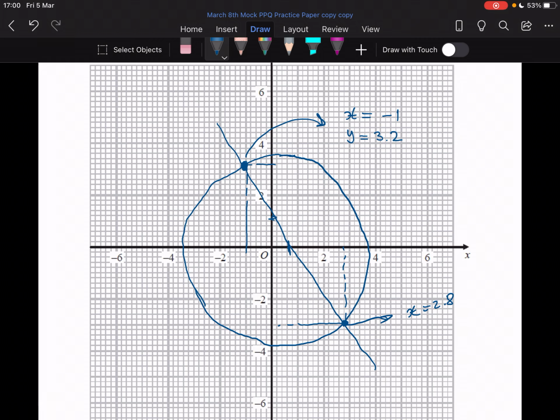Okay, and the y coordinate, it looks like a -3. So these are your possible solutions.